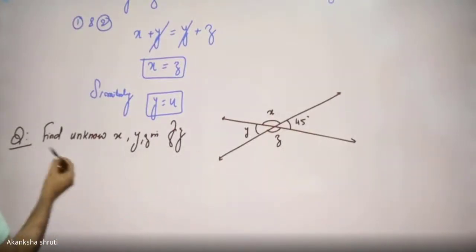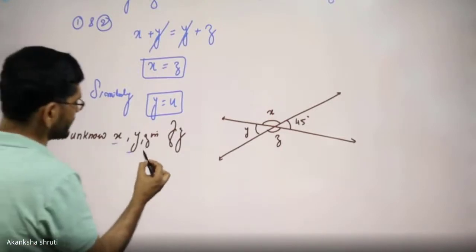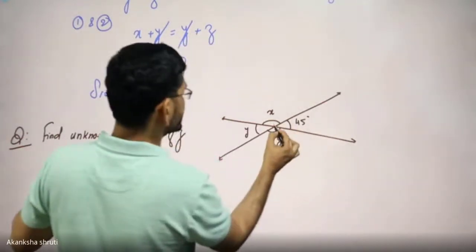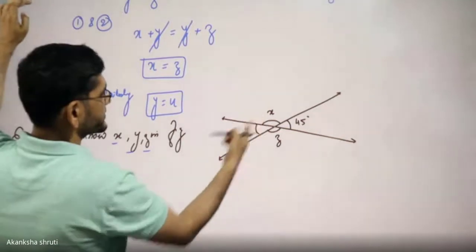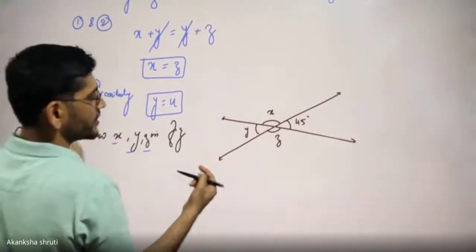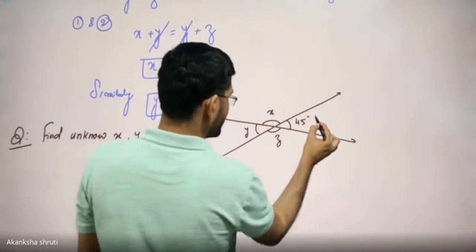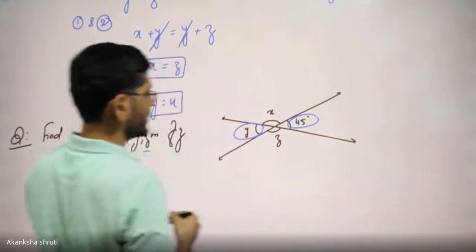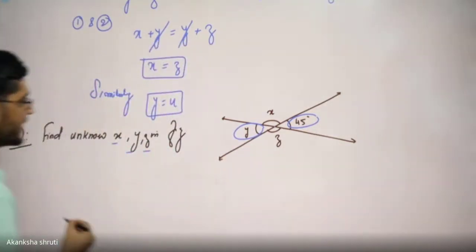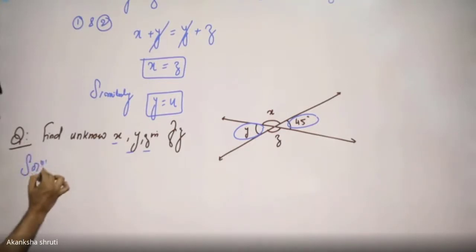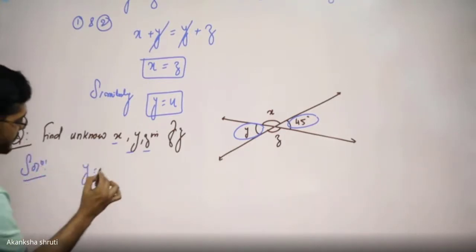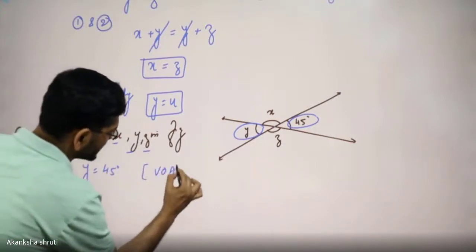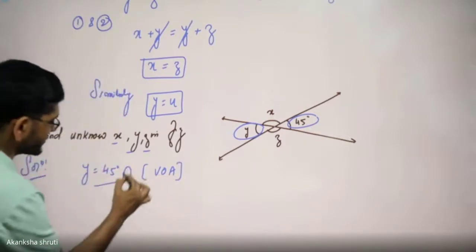In this figure given, we have to find the unknown angles X, Y, Z. It is given that two lines are intersecting, then we have to find these X, Y, Z. Students, recalling that this 45 means this angle and this Y, they will be equal. How will they be equal? Because they are vertically opposite angles. So we can write that here Y equals 45 degrees. The reason is vertically opposite angles. So this way one answer is over.